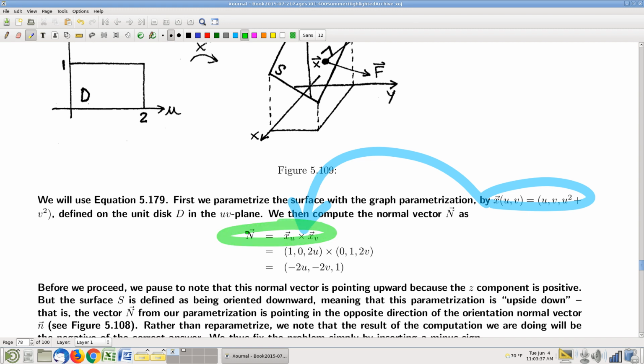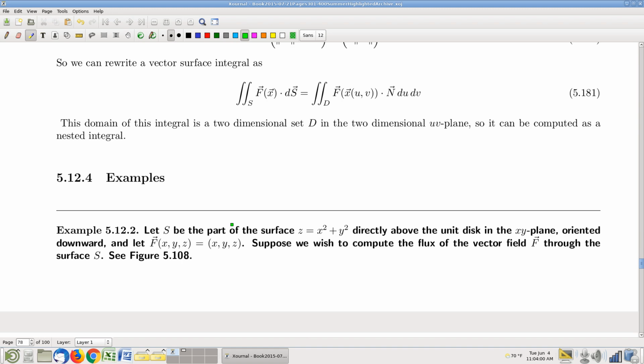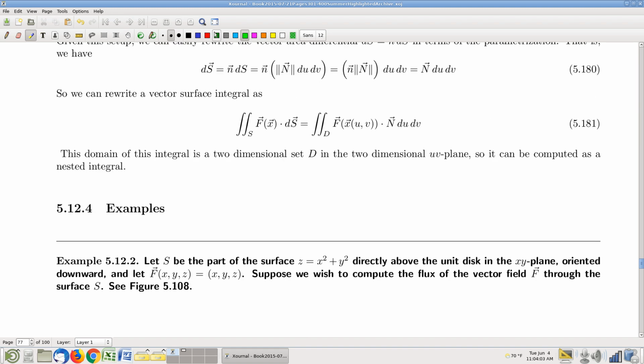Remember, capital N is XU cross XV. A couple of details, partial derivatives, compute the cross product, and here's the n that we just computed. And from this, we can now take a pause and realize whether we have inadvertently parameterized this the right way or the wrong way. Now let me remind you, we were asked to parameterize downward.